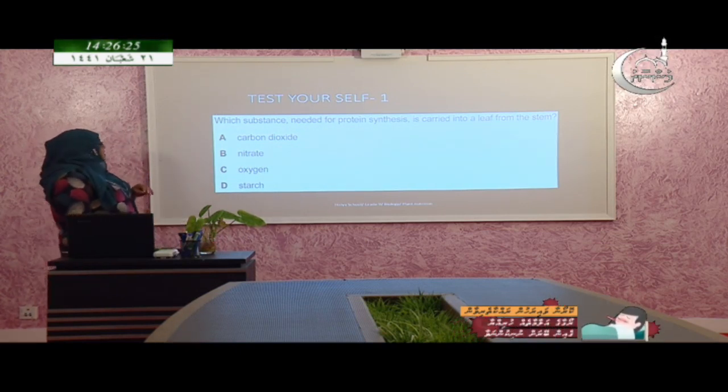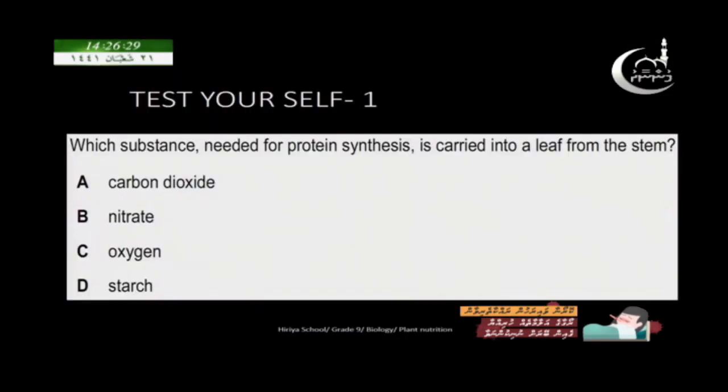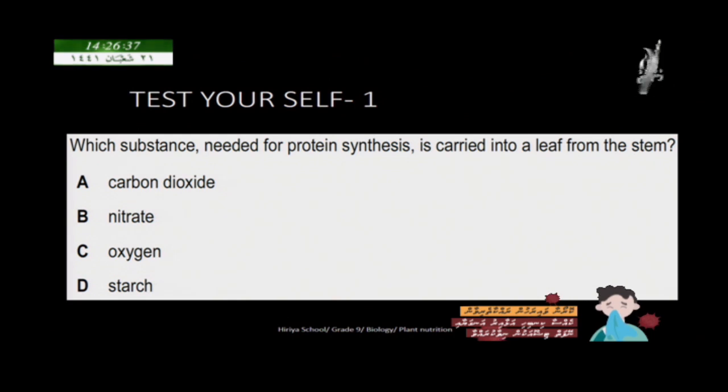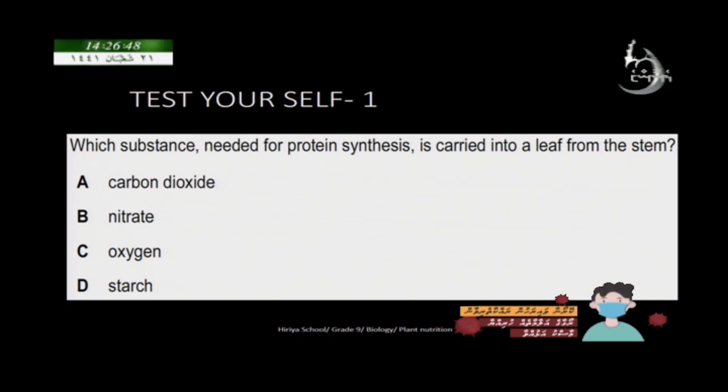And at the end of the lesson, just a multiple choice, just to remember whether you remember any of what we have been discussing. Which substance is needed for protein synthesis? Is it carbon dioxide for protein? No. Protein is the key word. So, we should know what are the atoms or elements in a protein. Proteins contain nitrogen. So, it is nitrate.